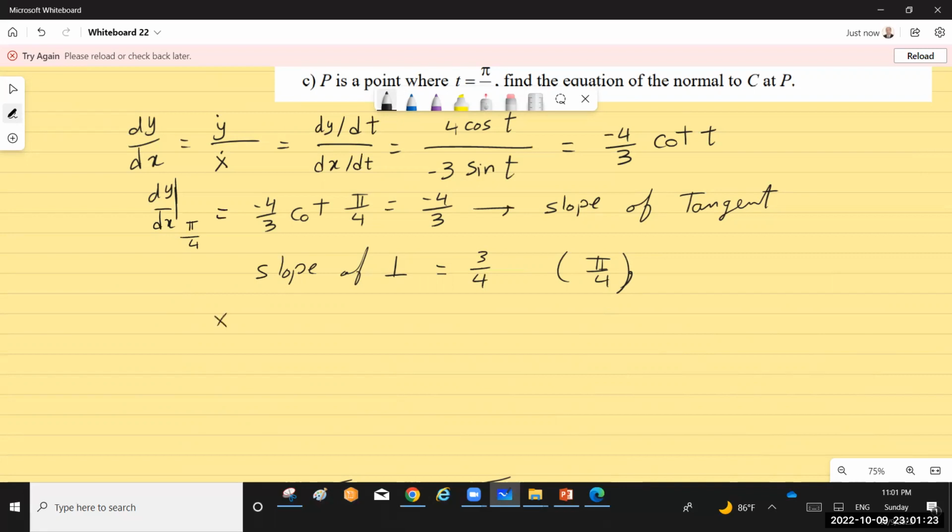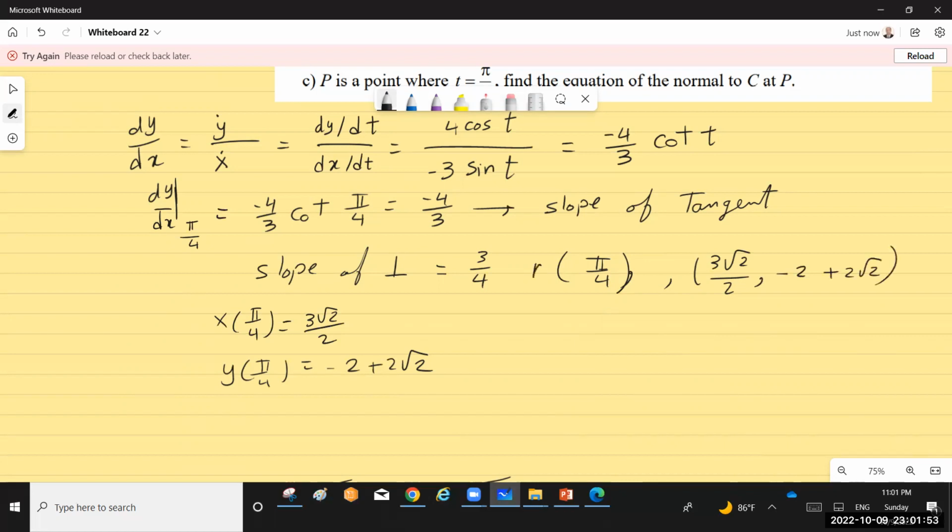So you calculate x and y at pi over 4. You can simply calculate it by calculator. You get x equals 3 radical 2 over 2, and y at pi over 4 gives you -2 plus 2 radical 2. So the point now is 3 radical 2 over 2, and -2 plus 2 radical 2.